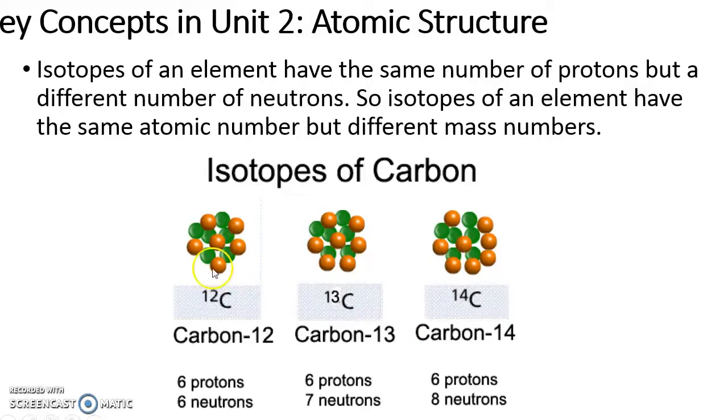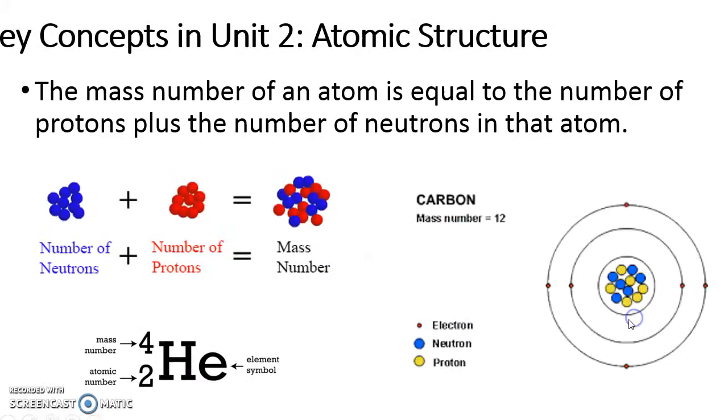And then I should mention, this number right here is the mass. You'll see it written as carbon-12. That number's the mass number. What is the mass number? Well, the mass number of an atom is equal to the number of protons plus the number of neutrons in that atom. So literally all you do to find a mass number is count up the number of neutrons or look in the problem to see what the number of neutrons are, add to that the number of protons. That will give you the mass number.